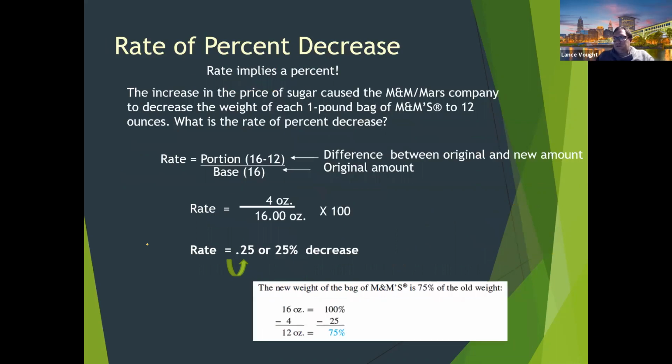And then if you have a decrease, so if there's what's known as shrinkflation, have you ever heard of shrinkflation before? Shrinkflation is the situation where they keep the price the same on a product, but the quantity in the actual bag gets smaller. So even though the price is the same, you're actually paying more because you're getting less.